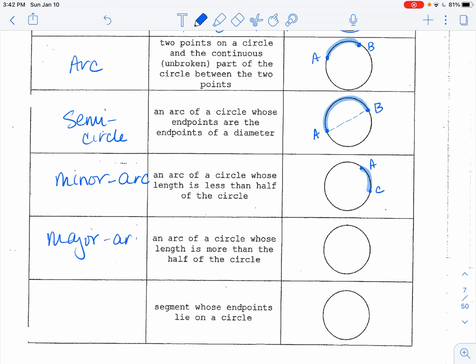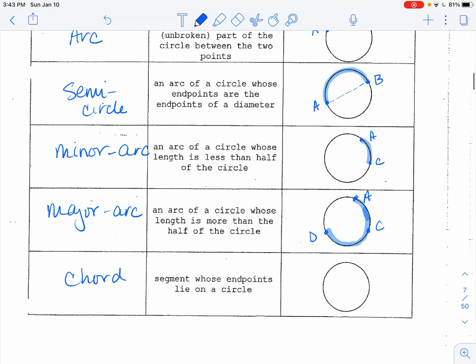A major arc is an arc of a circle whose length is more than half of the circle. So let me give you an example here. If I start with A, and then I've got C here, and then maybe D over here, this would be a major arc.